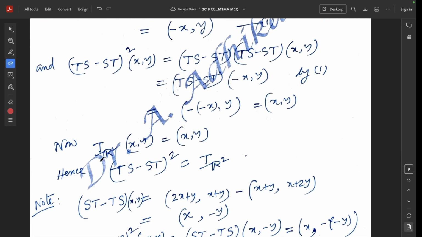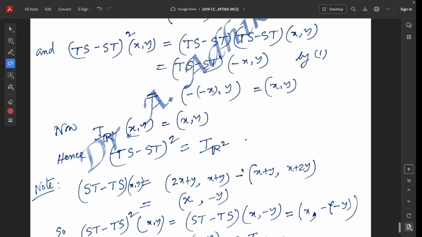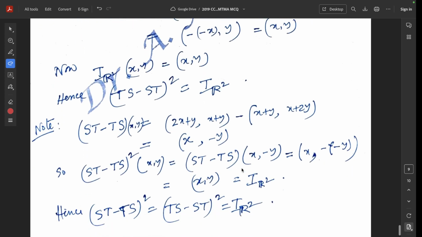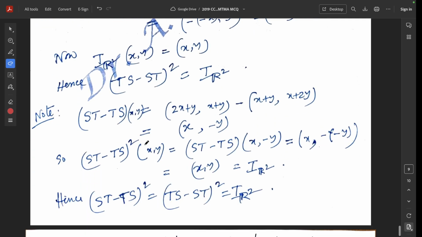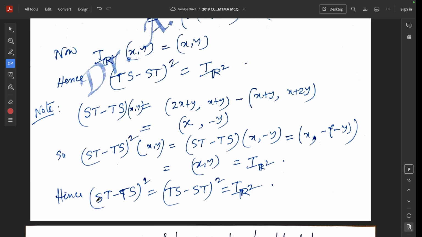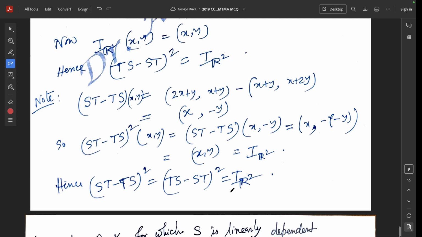Also, now I R2 of (x, y) equals (x, y), the identity mapping. So obviously (TS − ST) square equals I R2, and you can check alternatively that (ST − TS) square is also I R2. Hence (ST − TS) square equals (TS − ST) square equals I R2.